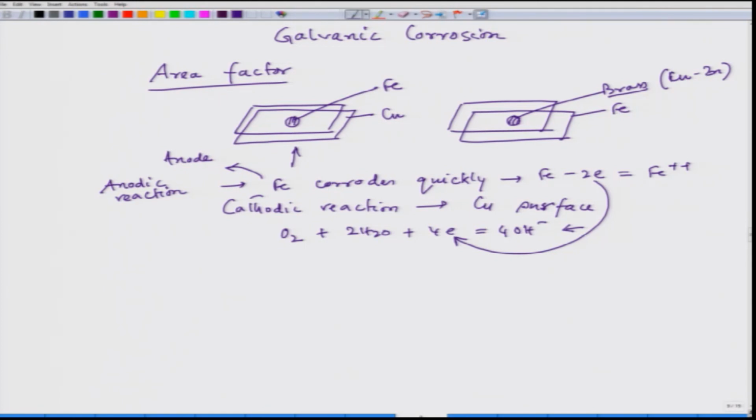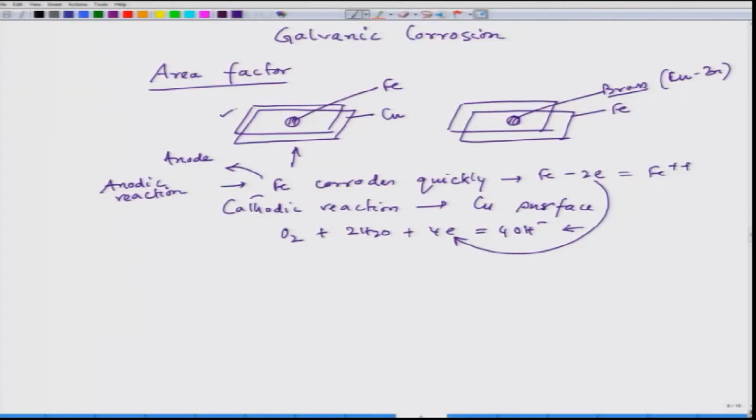So, if the cathode area is very large and the anode area is small, then the danger of galvanic corrosion is very aggressively felt, just like in this case. But in this case, it would also lose, but the loosening would take a longer time, the duration would be longer, because here the brass is cathode and iron, of course, will be anode.